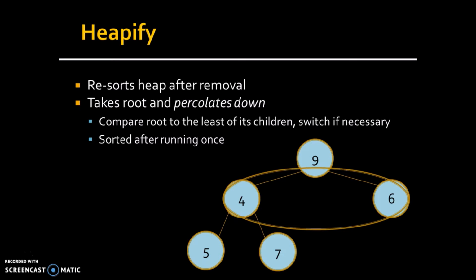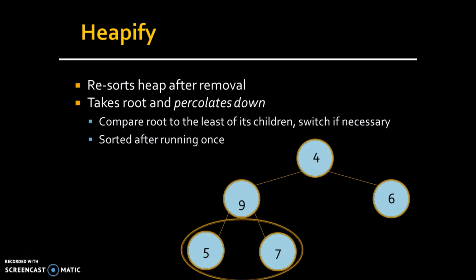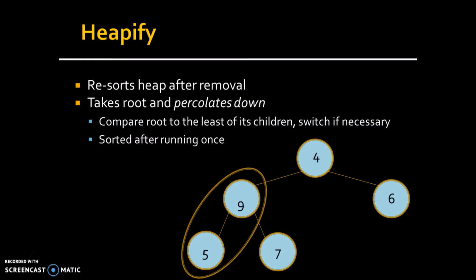So an example here, 4 is less than 6, so it's the one that's going to be compared. 4 is less than 9, so they will switch. 5 is less than 7, so it is now the one that's going to be compared. 5 is less than 9, so they switch. And now we have a completely resorted heap. That concludes the theoretical discussion of binary heaps. Next, we will move to a C# implementation of a binary heap.